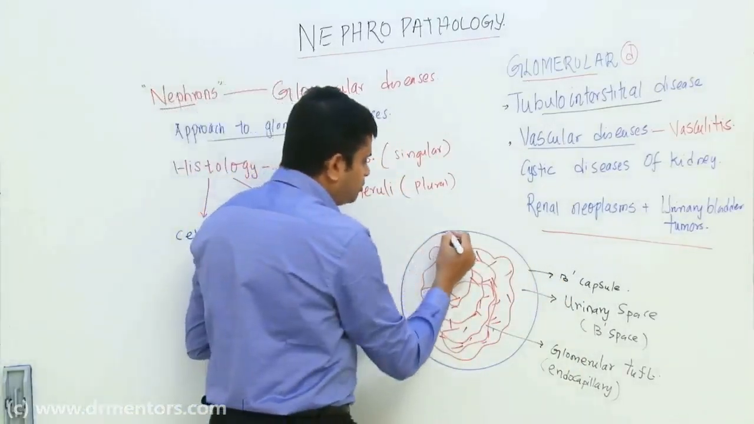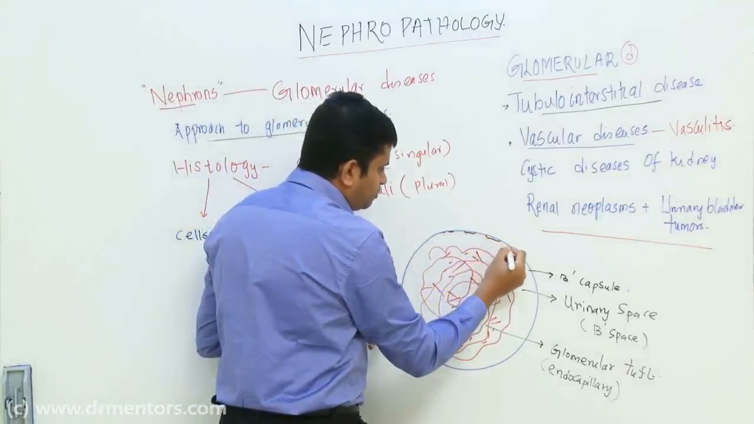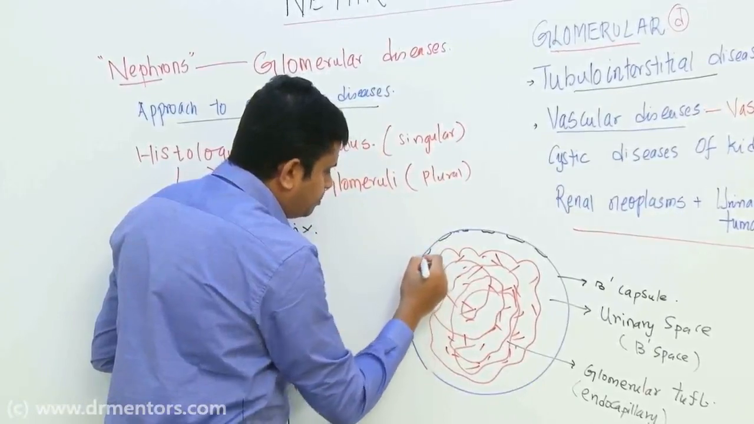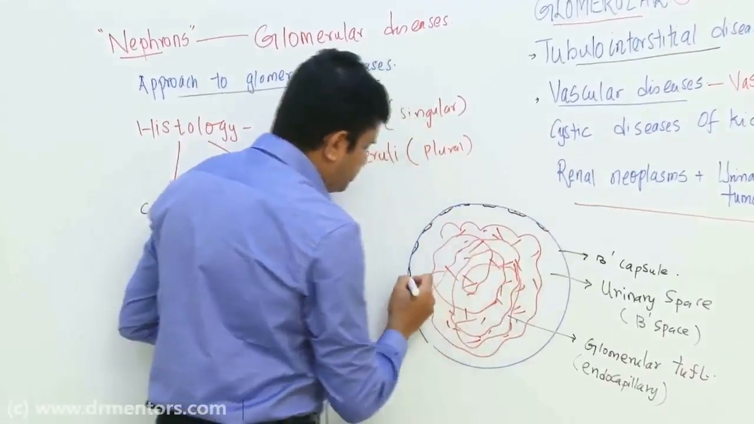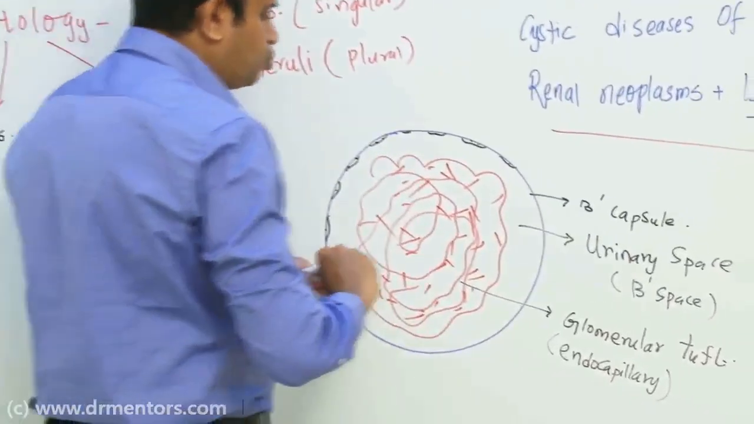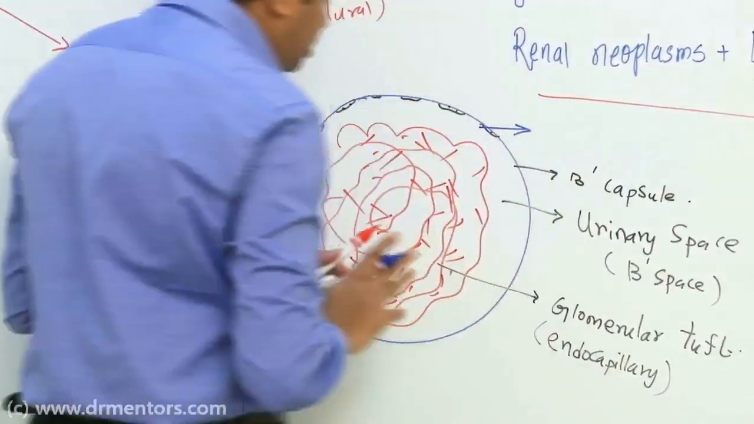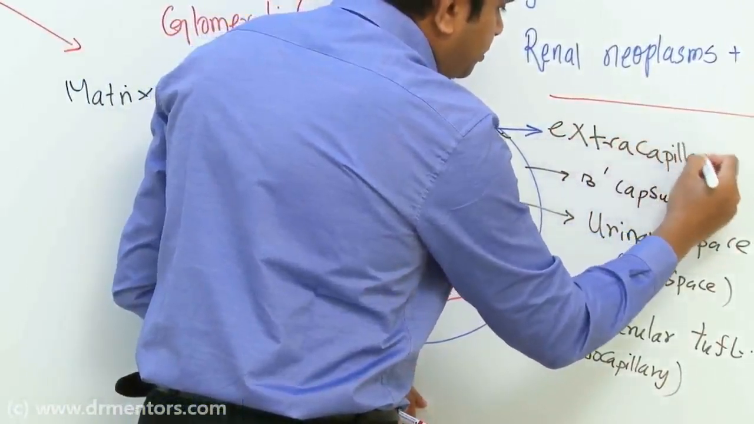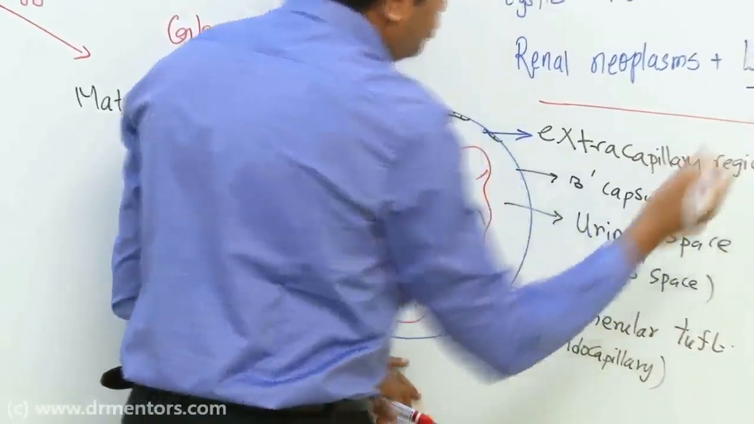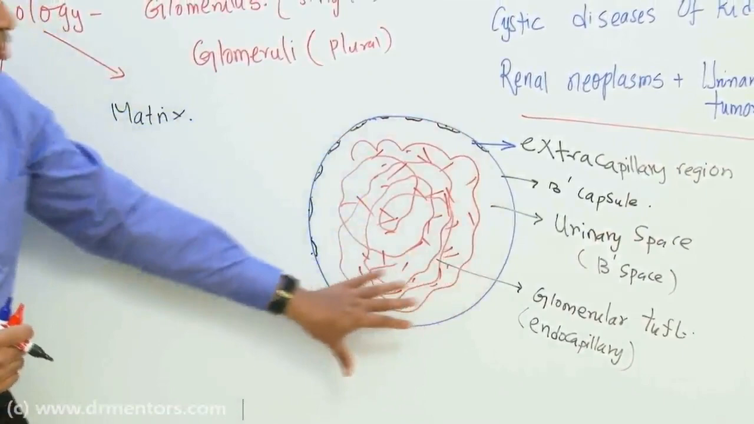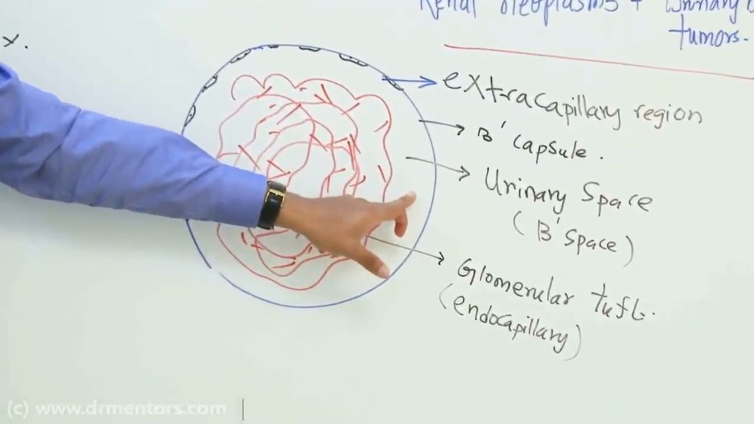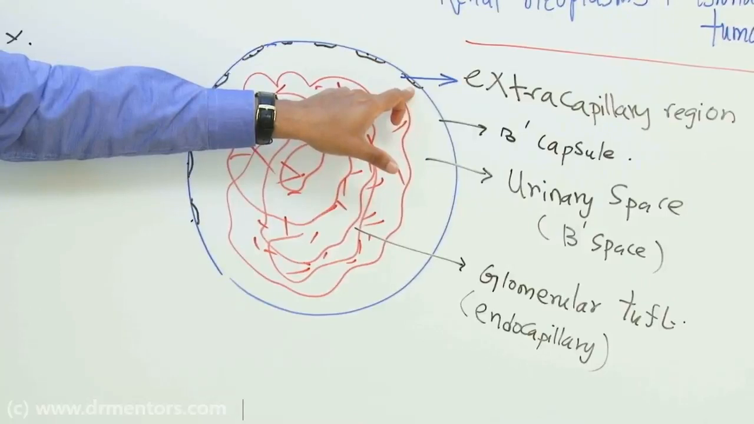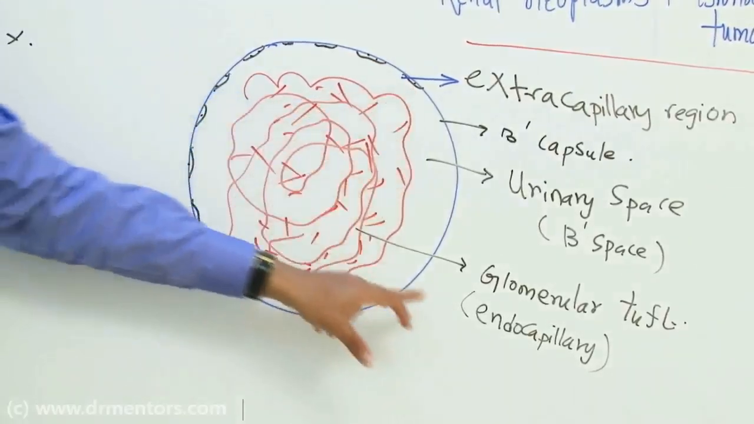Now when you see here, the Bowman's capsule is lined by some cells. These are your parietal epithelial cells, which are just lining your Bowman's capsule. We used to call this the extracapillary region. So I think I have given you a clue. The entire glomerulus has Bowman's capsule, Bowman's space or urinary space, and the cells lining the Bowman's capsule; this is called the extracapillary region. This is called the endocapillary region.